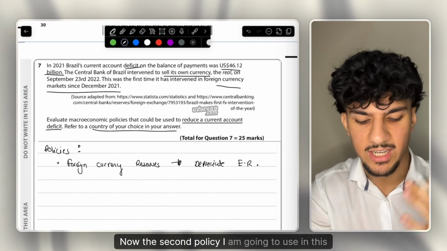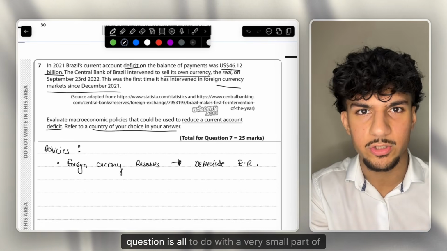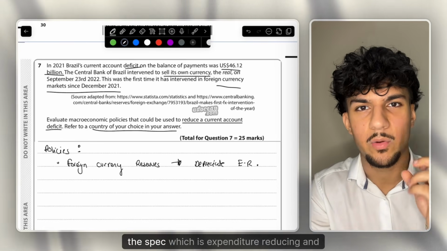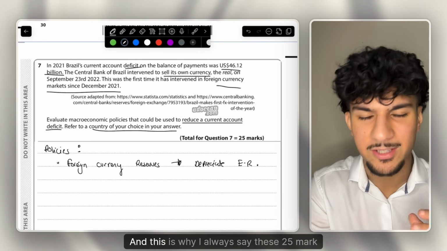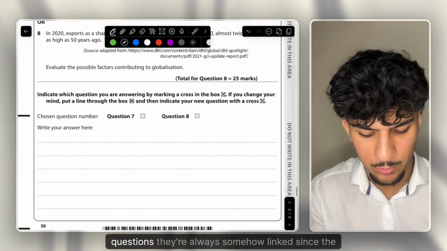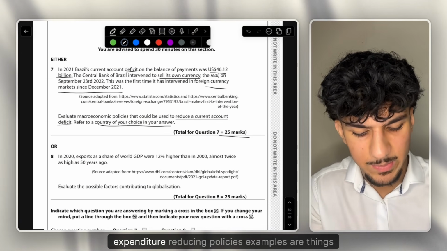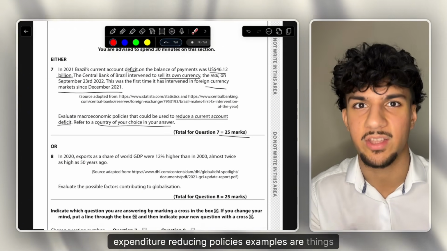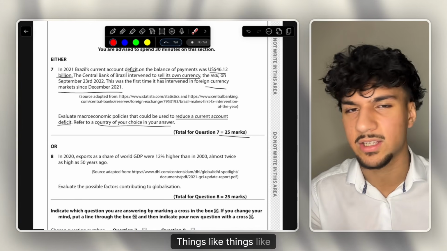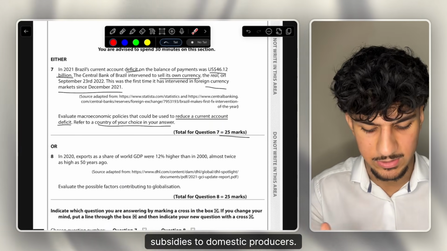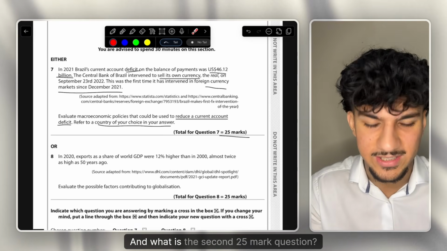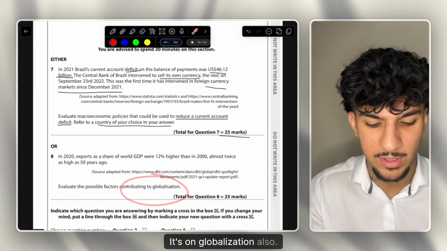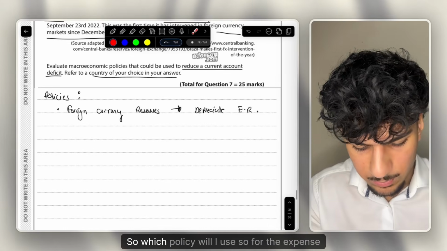Now the second policy I am going to use in this question is all to do with a very small part of the spec, which is expenditure reducing and expenditure switching policies. And this is why I always say these 25 mark questions, they're always somehow linked, since the expenditure reducing policies examples are things like tariffs, things like subsidies to domestic producers, and of course what are they? They're all in the topic of globalization. And what is the second 25 mark question? It's on globalization also. But yeah, so which policy would I use?